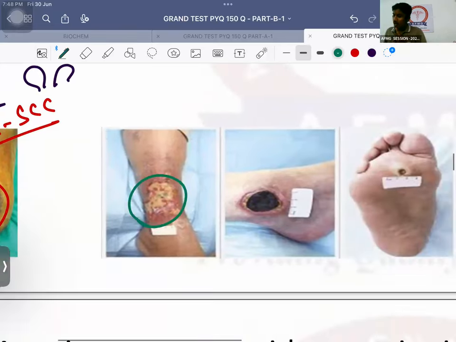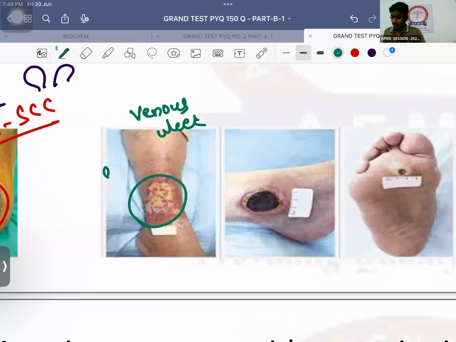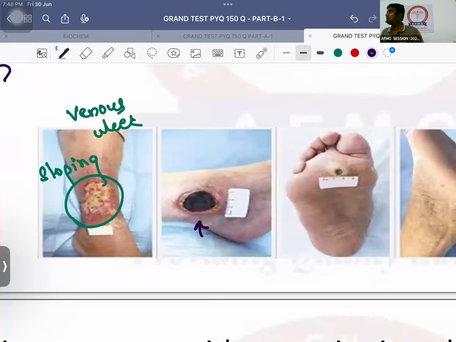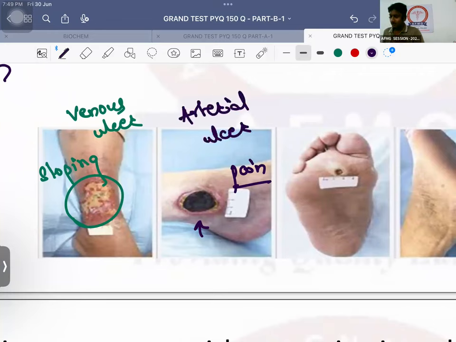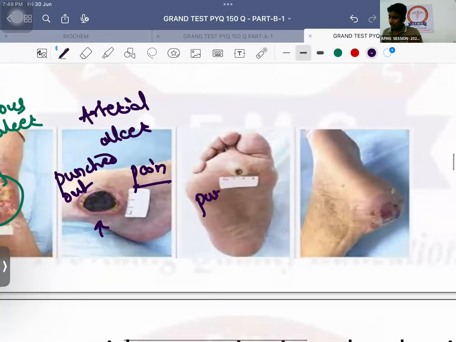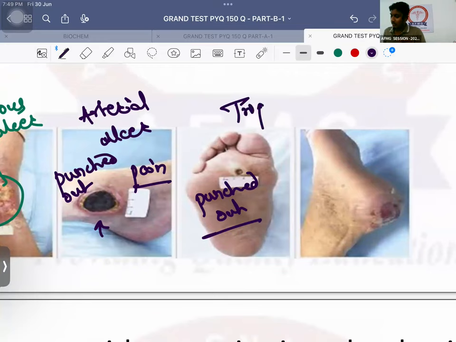Next, multiple superficial ulcers above the medial malleolus in the gaiters area of leg with history of varicose veins, for example. It is a case of venous ulcer. Which kind of edges? Sloping edges, please remember. Next, a single deep ulcer, again above the medial malleolus, but this time painful ulcer. This is a case of arterial ulcer with punched out edges. Punched out edges are also seen in this ulcer, known as trophic ulcer. So please remember, trophic ulcer also has punched out edges.